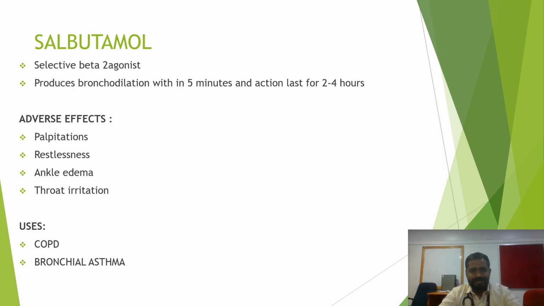Salbutamol. It is a selective beta-2 agonist, produces bronchodilation within 5 minutes of action and lasts for about 2 to 4 hours. The adverse effects are palpitation, restlessness, ankle edema, and throat irritation, and the uses are COPD and bronchial asthma.